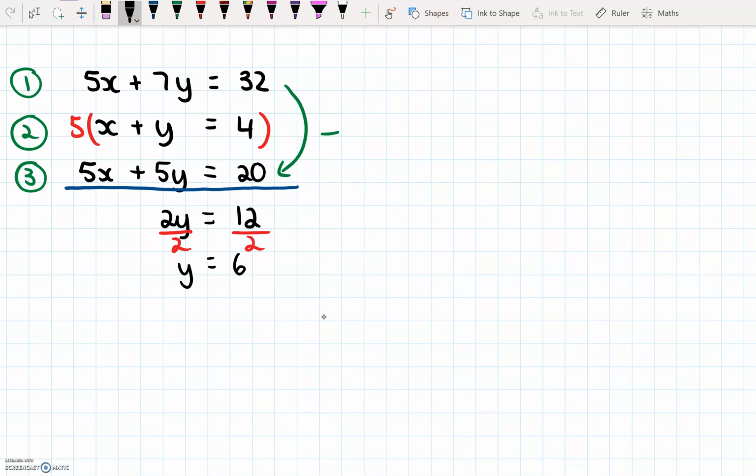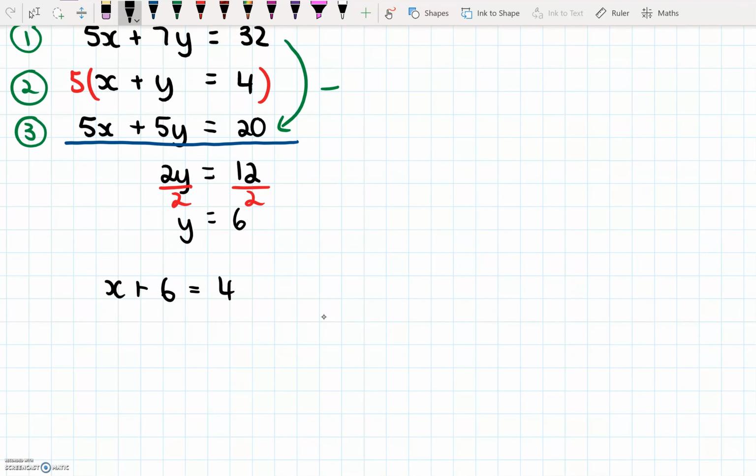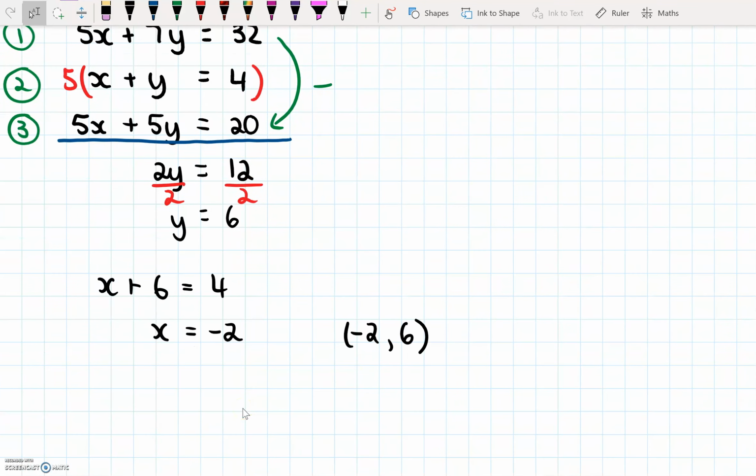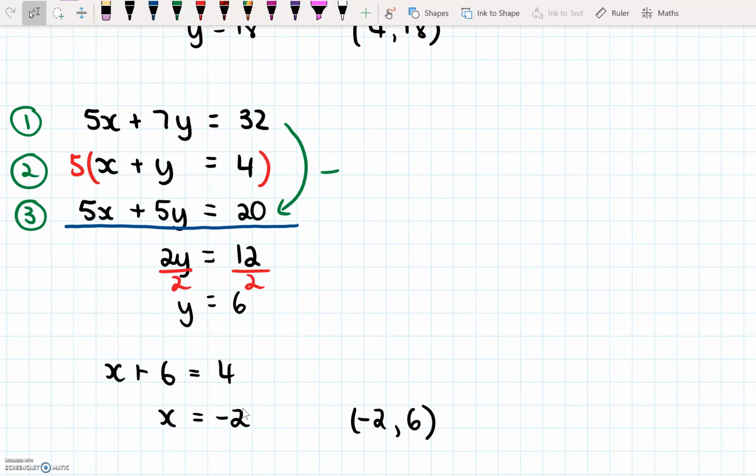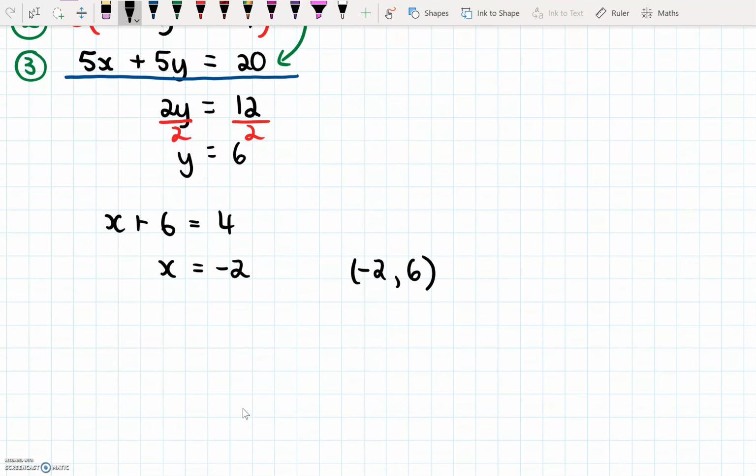Now we need to substitute that y back into an equation. In this case, I think equation 2 is the easiest. So we have x plus y, which was 6, equals 4. All right, minus 6 from both sides, x is equal to minus 2. So in this case, our ordered pair is minus 2, 6. And that is what we got for the previous video. So you can see that this is a pretty nice method. There's a couple of little things where you do need to be careful here.